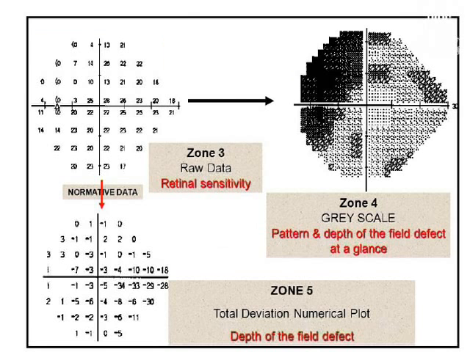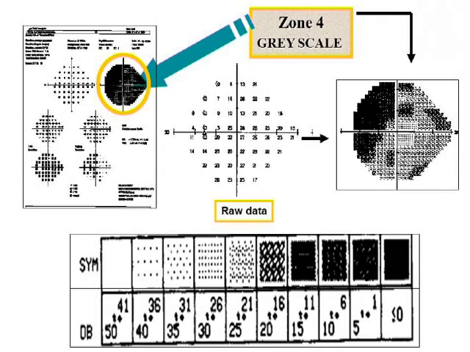Now this raw data becomes the basis for the formation of the grayscale and the total deviation numerical plot. Grayscale is very, very important. From the grayscale you can know many things. You can appreciate the pattern of the field defect very well. And the most important thing, from the grayscale you can assess the pattern and the progression in the overview printout. Better retinal sensitivity is given a lighter shade, and as the retinal sensitivity decreases, the black shade is given.